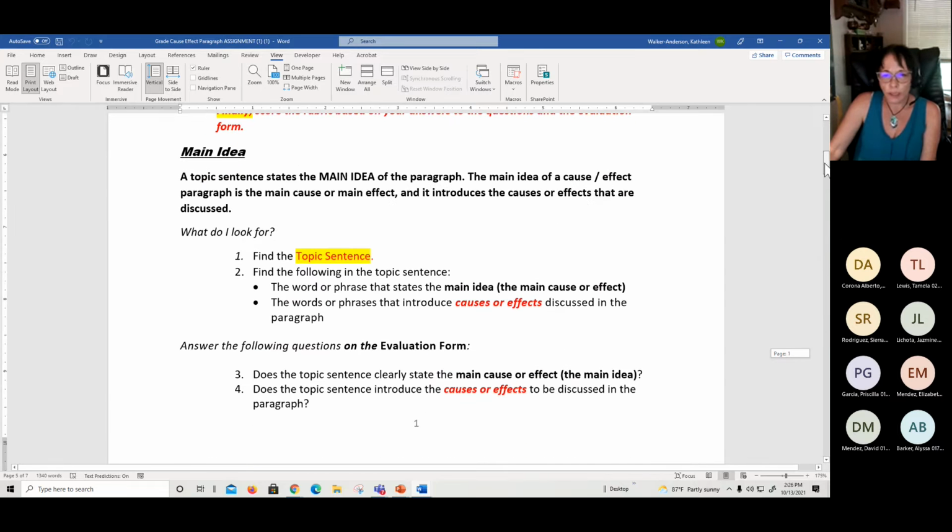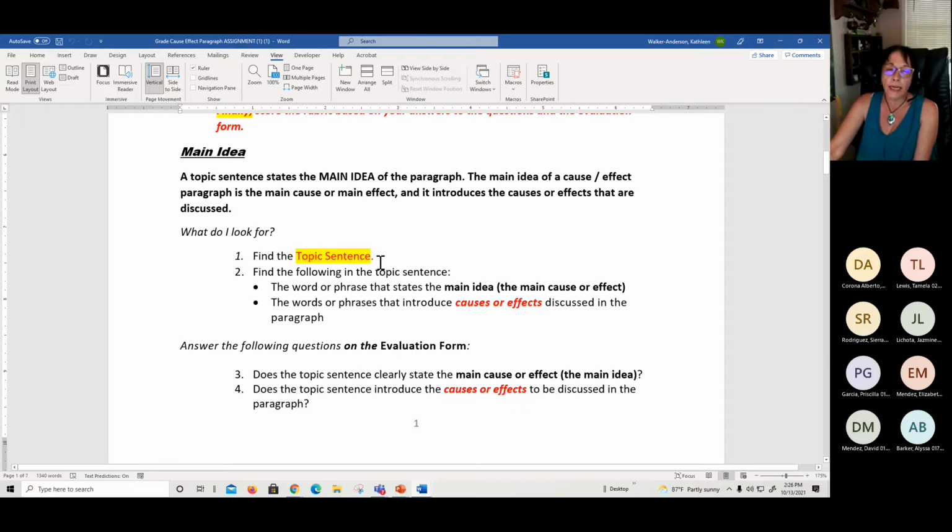So if we look at main idea, a topic sentence states the main idea of the paragraph. The main idea of a cause and effect paragraph is the main cause or main effect, and it introduces the causes or effects that are discussed. It says, what do I look for? This tells you what to look for. So find the topic sentence.